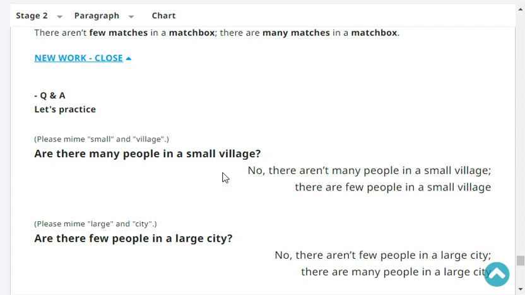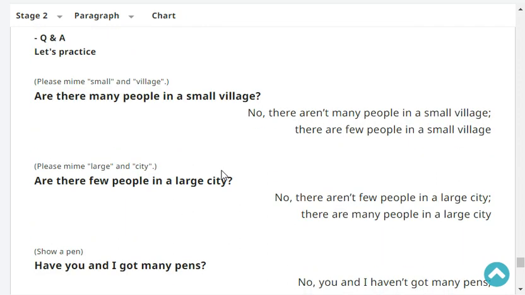There are few people. Repeat: there are few people in a small village. In a small village. Very good. Are there few people in a large city? No, there aren't few people in a large city. There are many people in a large city.